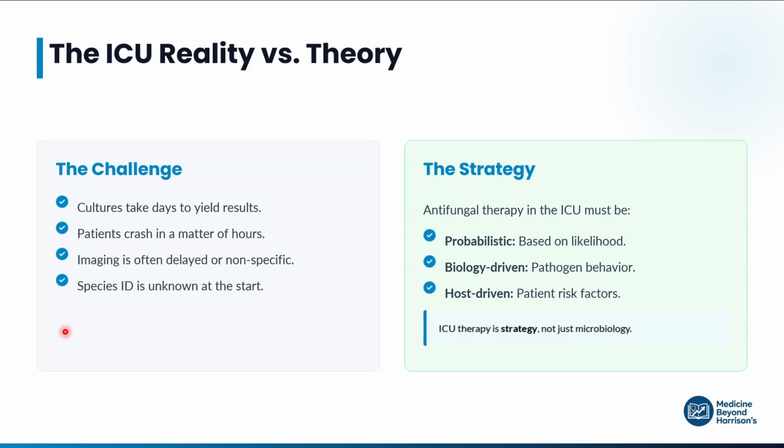Antifungal therapy in the ICU must be probabilistic, based on the likelihood of which organism could be involved in this patient, biology driven. That is, how will that organism respond to the antifungal that you're giving? And host-driven factors, such as the patient's comorbid conditions like diabetes and hypertension, whether uncontrolled or controlled, CKD status, post CNS infection with CSF rhinorrhea, nasal sinusitis, or other factors. ICU therapy is a strategy-based mechanism to prevent the patient from dying and finally get to the appropriate antifungal of choice for that organism. So it's not just microbiology. We'll learn about everything in this video.